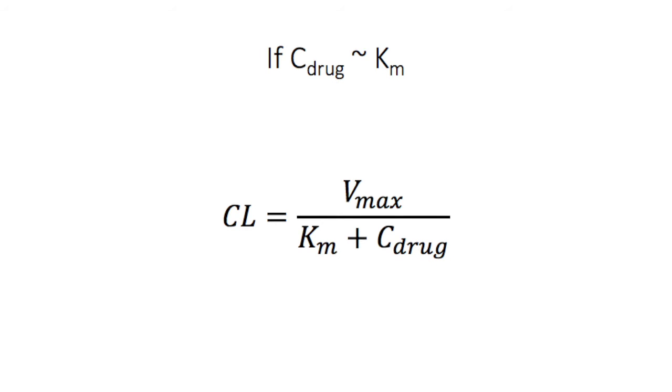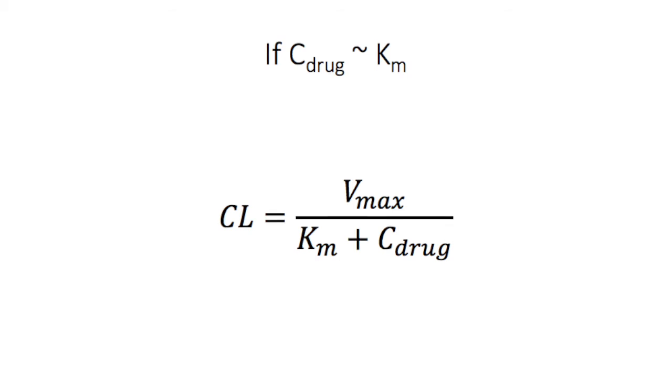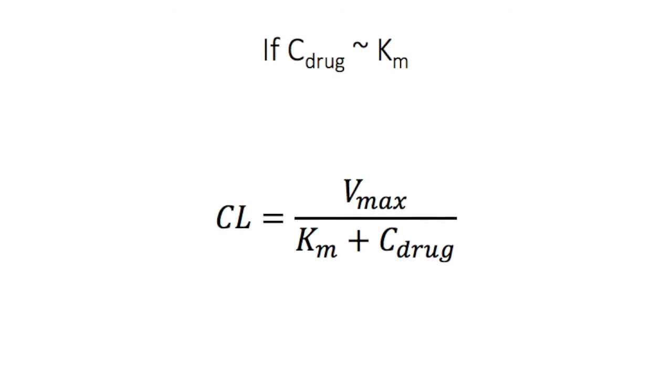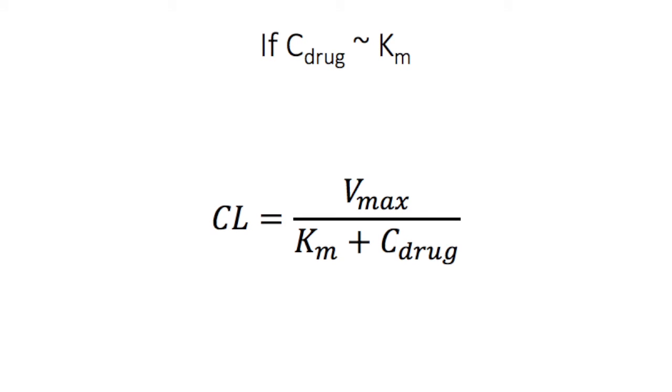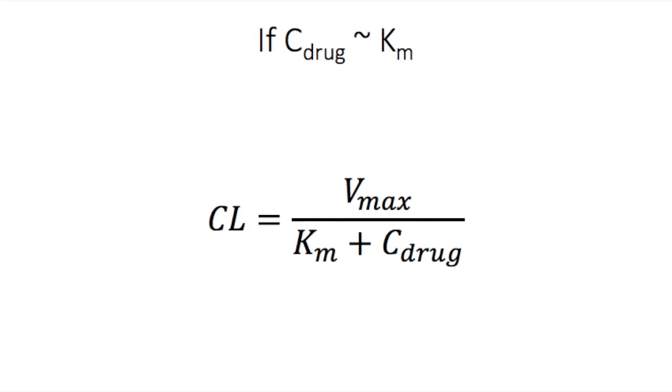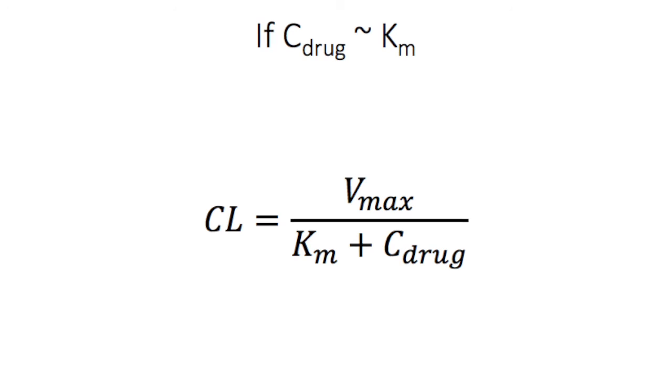On the other hand, if the drug's concentration is close to or higher than Km, it actually starts impacting the value of clearance, and clearance decreases as the drug's concentration increases. So the rate of elimination is no longer proportional to the drug's concentration by a constant factor. That factor is changing as drug concentration changes as well.